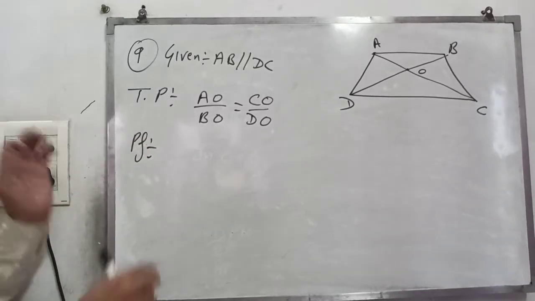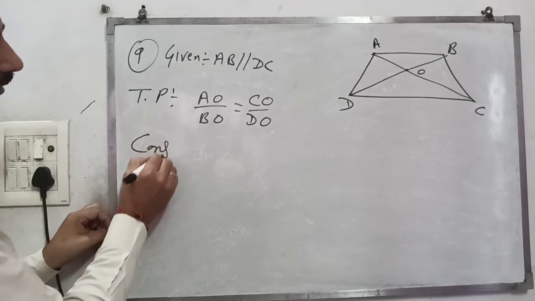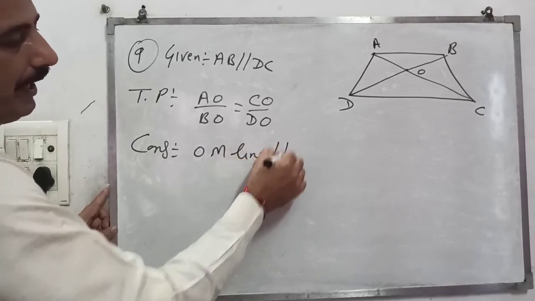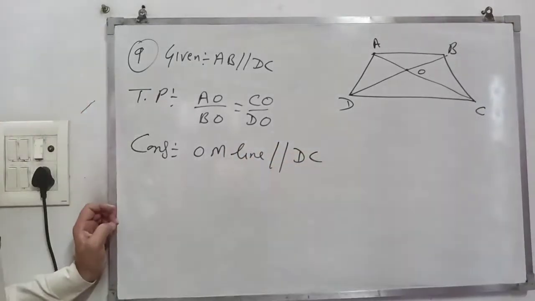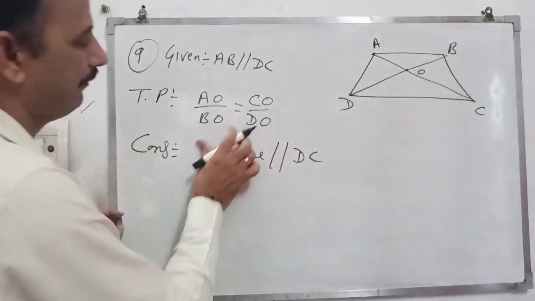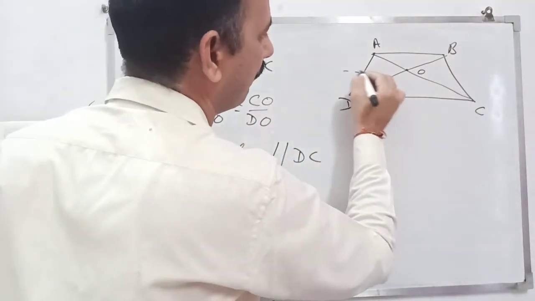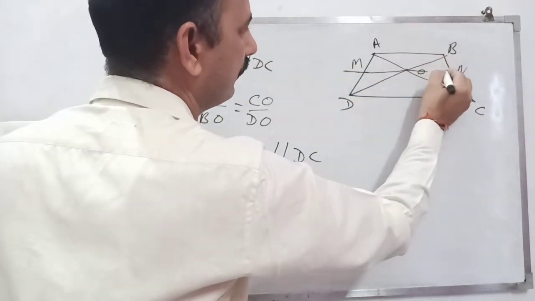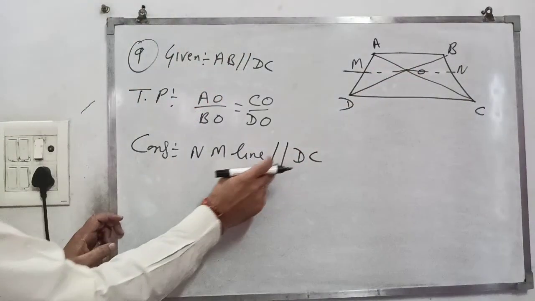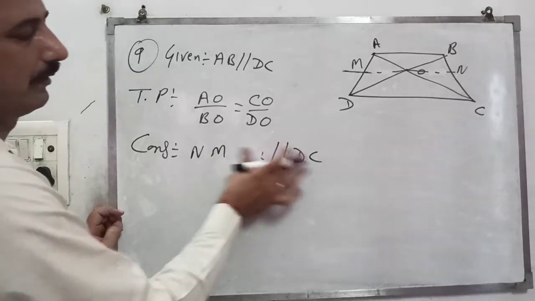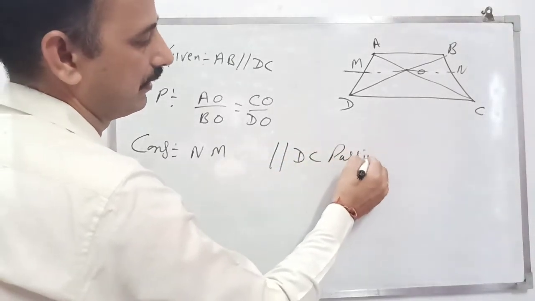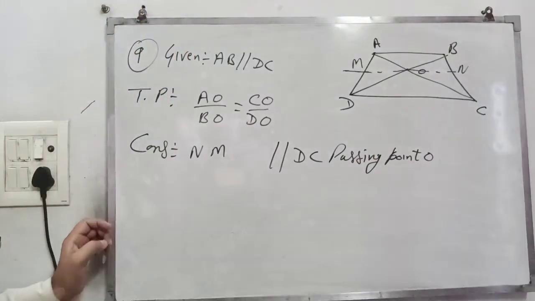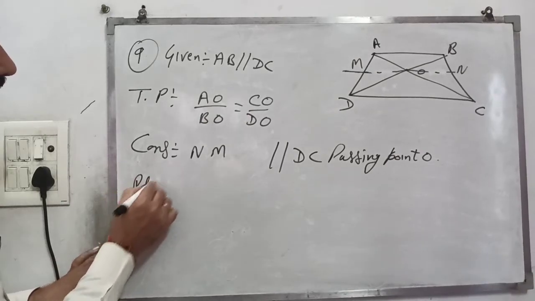First we construct a line MN which is parallel to DC and passes through point O. So look at the proof.